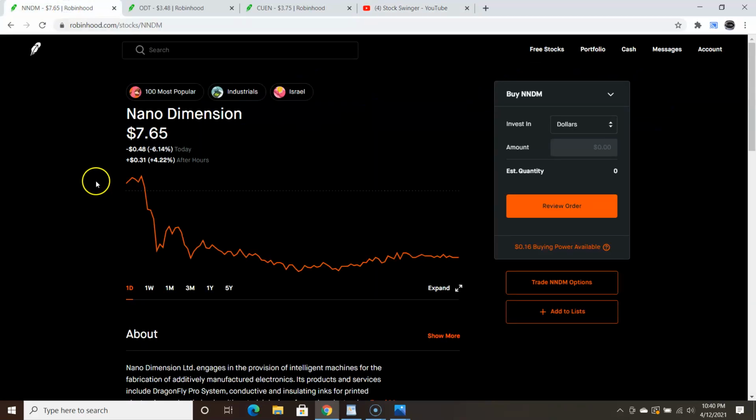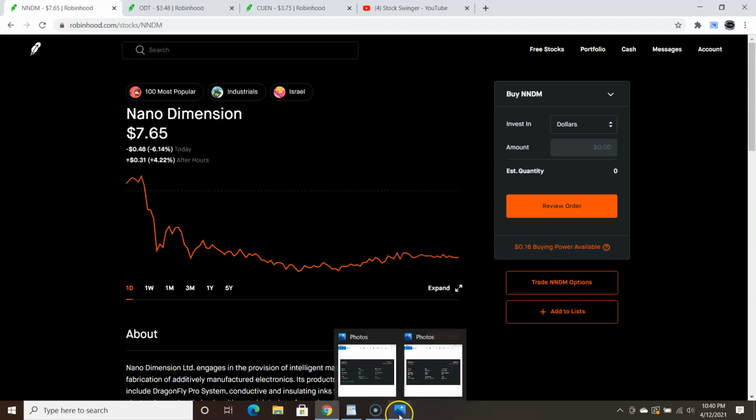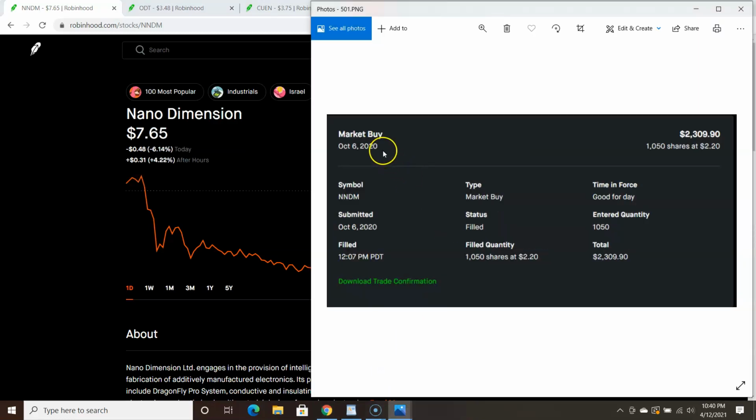The first one I want to go over is a longer hold: NNDM, Nano Dimensions. This is when I first bought in, way back in October, for $2.20 a share. I bought 1,000 shares at $2.20.